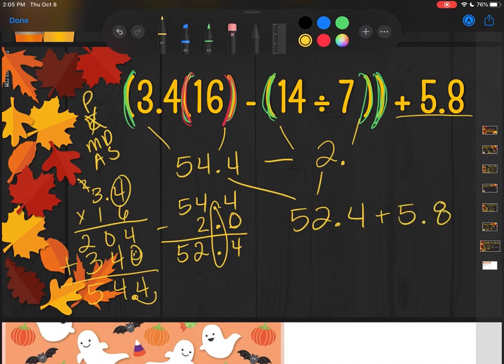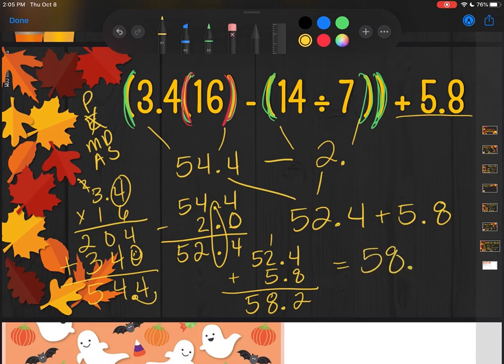So plus 5.8. Now my final step is just to add those. Let me do that right down here real quick. So 52.4 plus 5.8. 8 plus 4 is 12. Carry the 1. 1 plus 2 plus 5 is 8. And then 5 is 5. So I end up with 58.2 as my final answer.